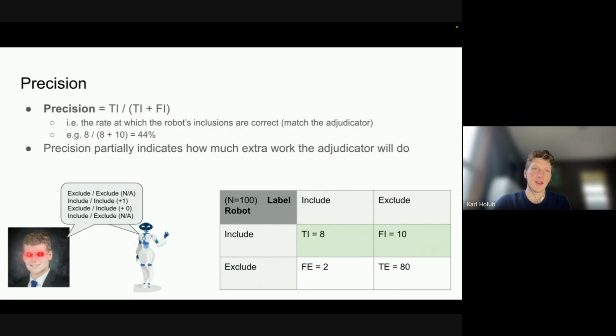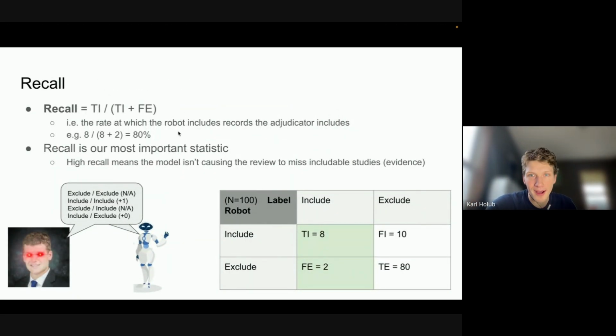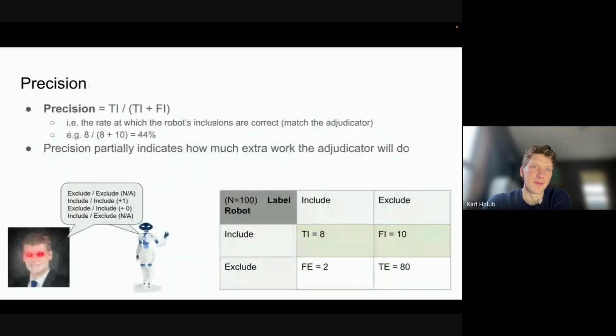That might sound really confusing when you think about this in terms of recall, but it's kind of like if you imagine flipping the tables on the robot from recall. So recall is the rate at which the robot includes records the human would have included, and precision is the rate at which the robot's inclusions are correct. So it's a little bit flipping those two things around, but it's important to think in terms of your denominators. And one thing I like to do is think in terms of our confusion matrix. Recall goes through these two cells and precision goes through these two cells.